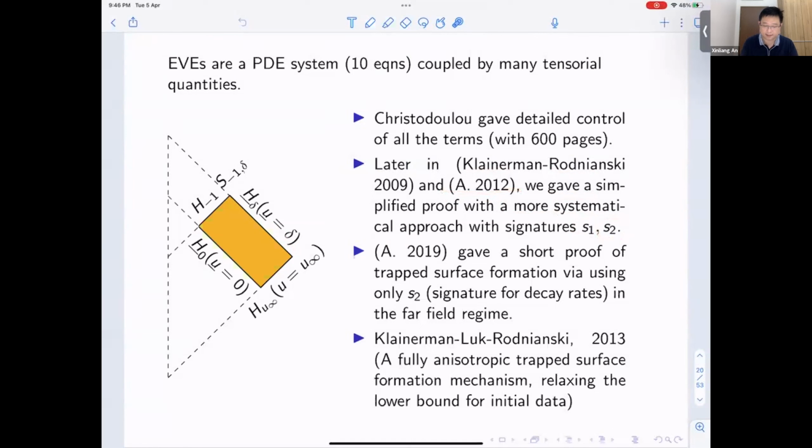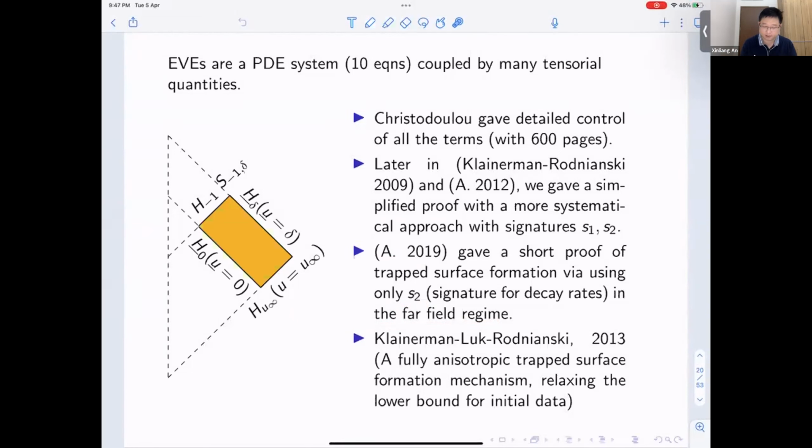Several years earlier, I gave a short proof of trapped surface formation using only the signature for decay rates, and I proved this in the far field regime, which is very far away from the center. The result here is a scale critical result, and once I do a rescaling and go back to here, if I let A be delta to the minus 1, I can get Christodoulou's main result. But this proof is relatively short.